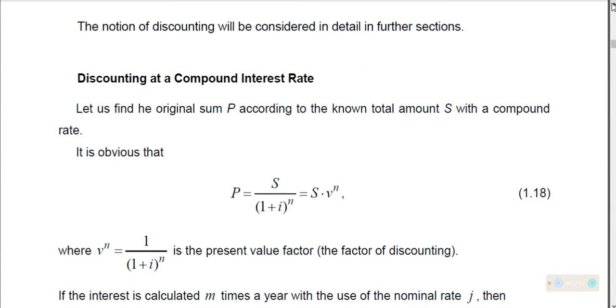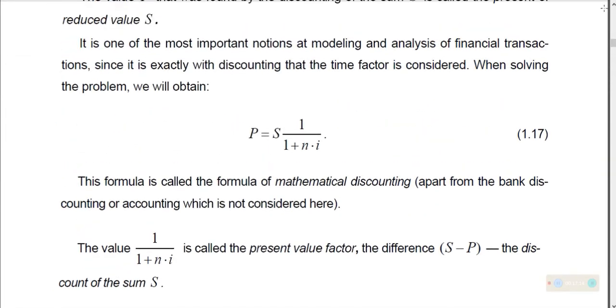So, sa simple muna tayo. Okay, we will have P is equal to S times 1 over 1 plus N times I. This formula is called the formula of mathematical discounting, apart from the bank discounting or accounting, which is not considered here. So the value 1 over 1 plus Ni, medyo familiar siya, di ba? Ito yung factored out natin si P. Is called the present value factor, and the difference S minus P, the discount of the sum S.